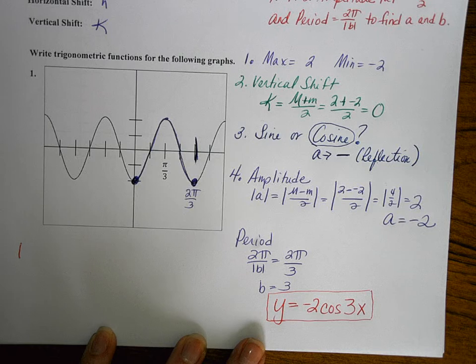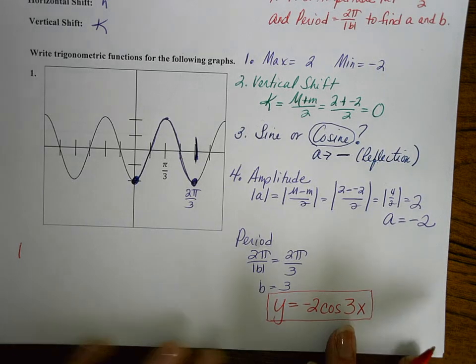Now, I got a question for you. Is it possible to write it with a sine? Will my amplitude be the same if this was a sine curve? Will my period be the same if this was a sine curve? Will the vertical shift be the same if it's a sine curve? So what will change? The horizontal shift, absolutely.